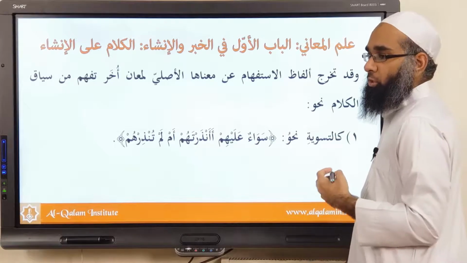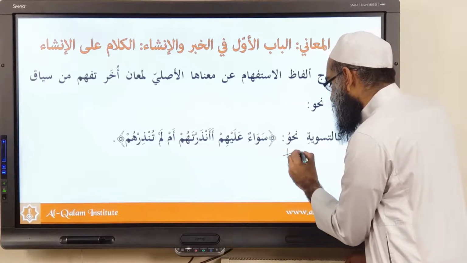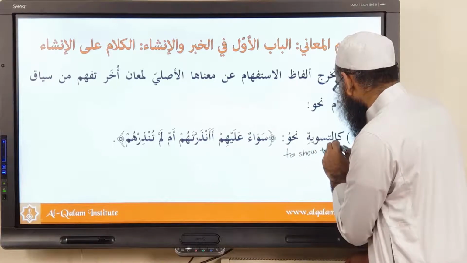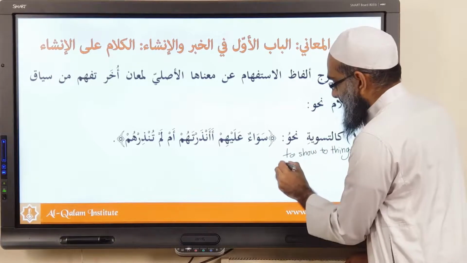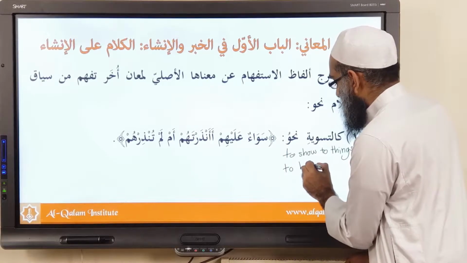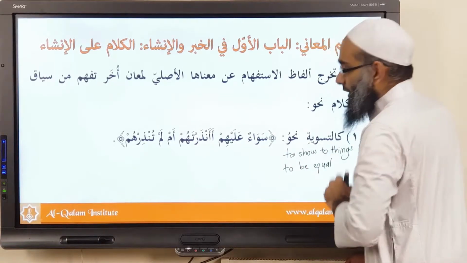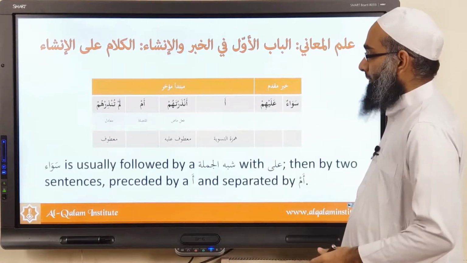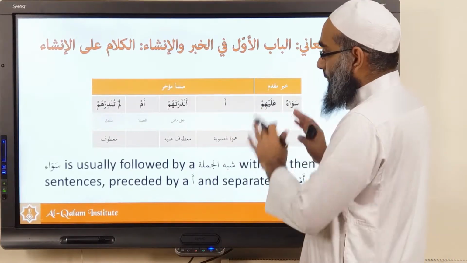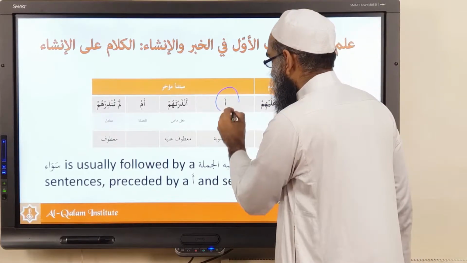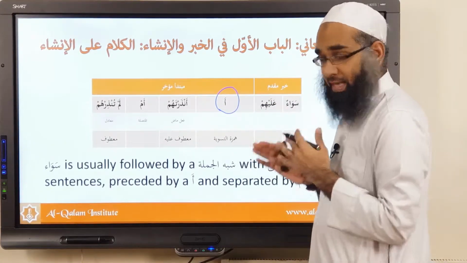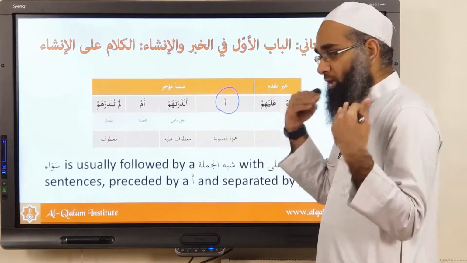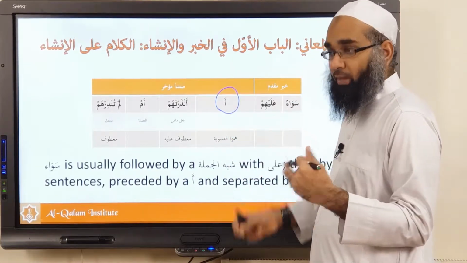What does taswiyah mean? To show two things to be equal. That's what taswiyah means, that we want to show that two things are equal. For example, this ayah, let's analyze it a bit more. What happens here is structured like this. This is hamza taswiyah. And this hamza is called hamza taswiyah because it is used particularly in this structure to show that two things are equal. How does it work?